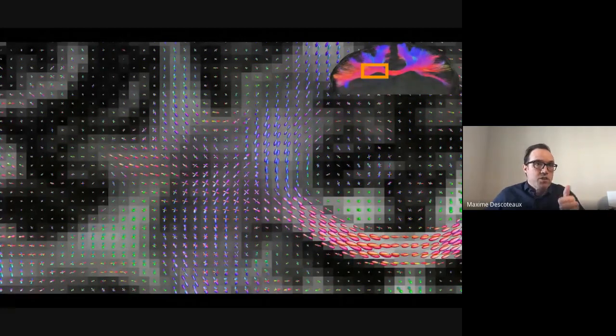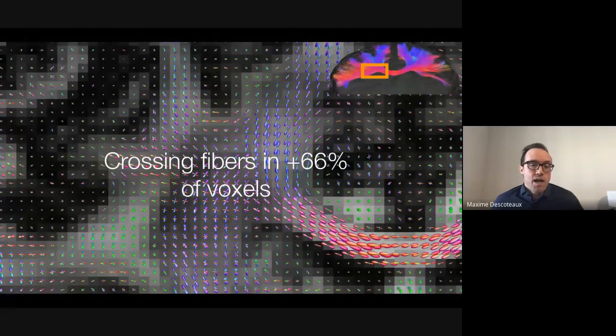So that's the first thing we need to solve, and that's been solved in recent years, is estimating crossing fibers. And it's an important problem. It's everywhere, in between 2/3 to 90% of voxels.